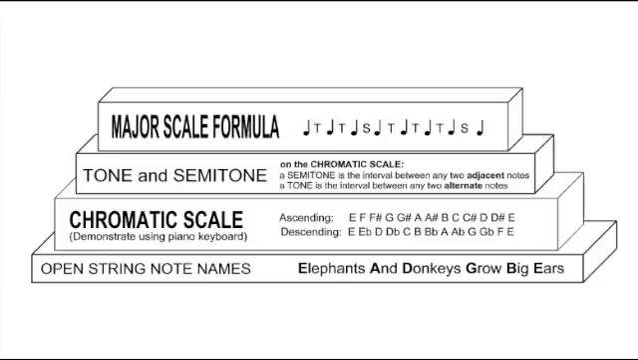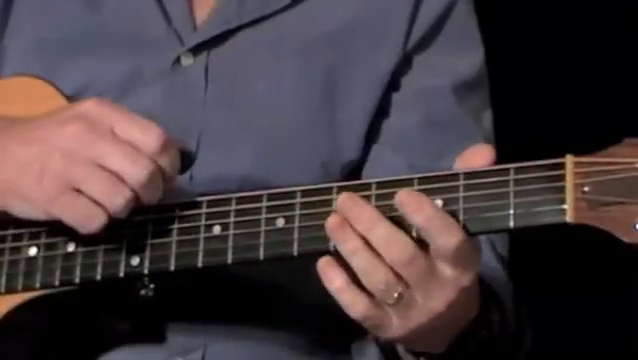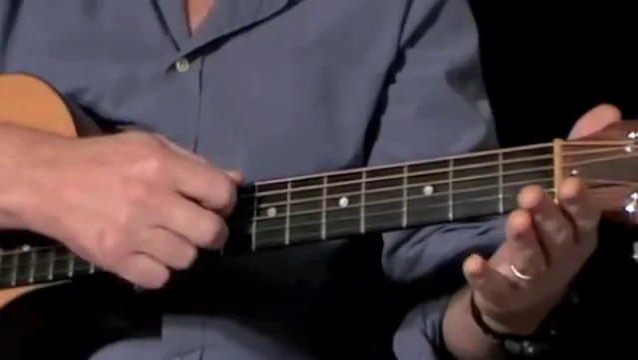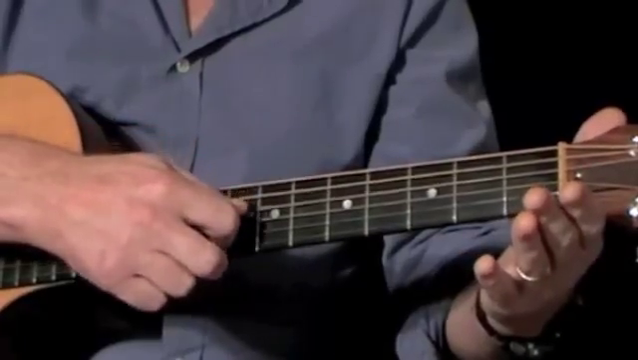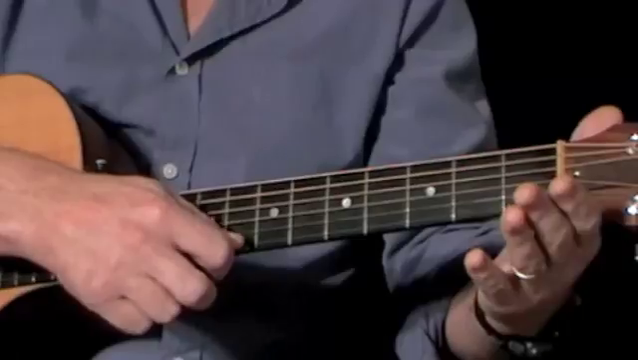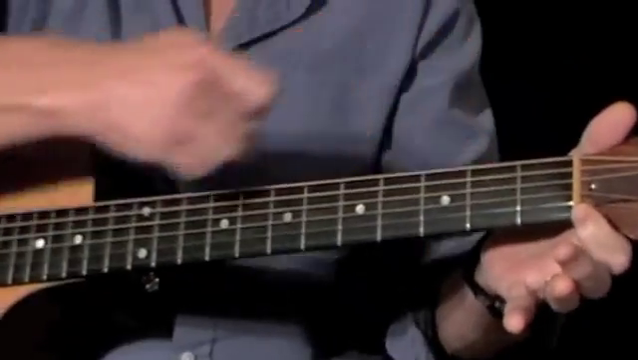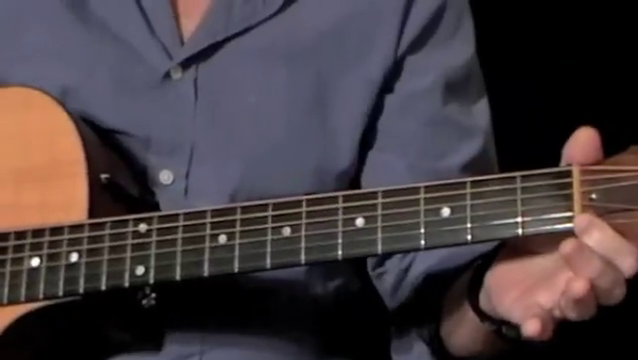The first two levels have appeared already at various stages on our beginners and intermediate courses. They are really the two minimum pieces of knowledge required to be able to name any note anywhere on the fretboard. So we started out way back in probably lesson 1 or 2 learning the open string names. Elephants and donkeys grow big ears, E-A-D-G-B-E. That's one axis of this grid covered.